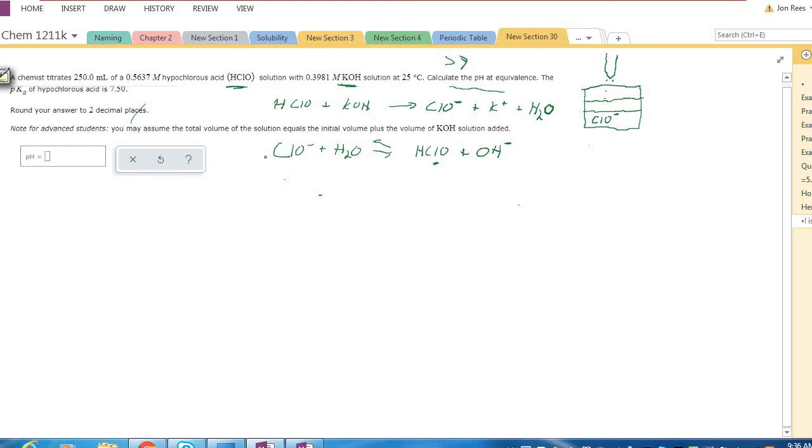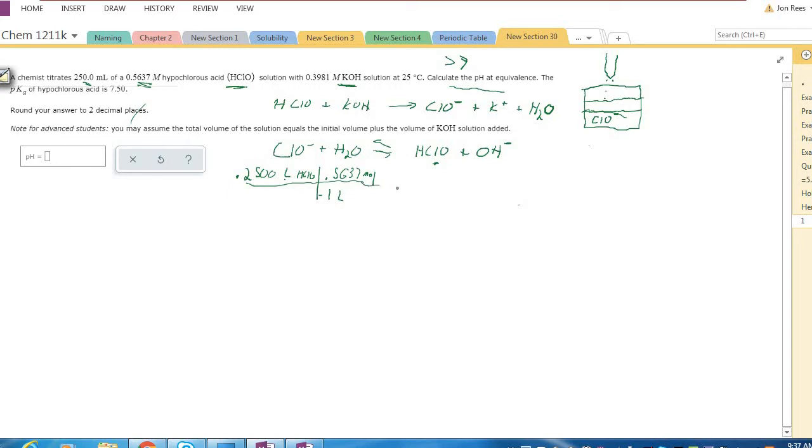Okay, so let's do this math. I start off with 250 milliliters, but I'm going to convert that to liters in my head. That's an easy one. This is 0.250 liters of this HClO. I'm going to convert that into moles using the molarity. I know that in 1 liter of that HClO there are 0.5637 moles. I'm just using what's been given to me for that HClO. That's the amount before I've added any KOH.